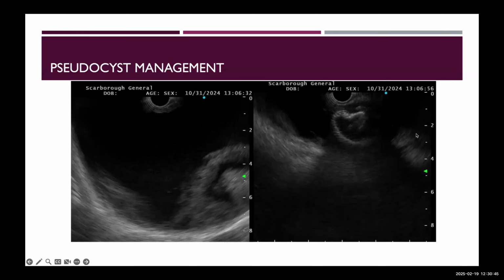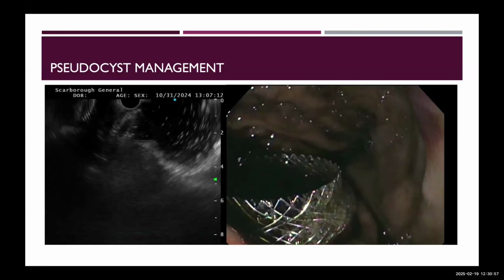On the right-hand side, this is myself and Dr. Chan putting a lumen-opposing metal stent in via endoscopic ultrasound. We're able to see all the vasculature, so we're able to do this very safely. After successful deployment, you can see on the left-hand side that there's fluid on both sides of the stent, meaning that fluid is draining nicely from the peripancreatic fluid collection into the gastric lumen. And if I might convince you on the endoscopic images, it looks like that big mound that was once present is no longer there, or it's decompressed significantly.